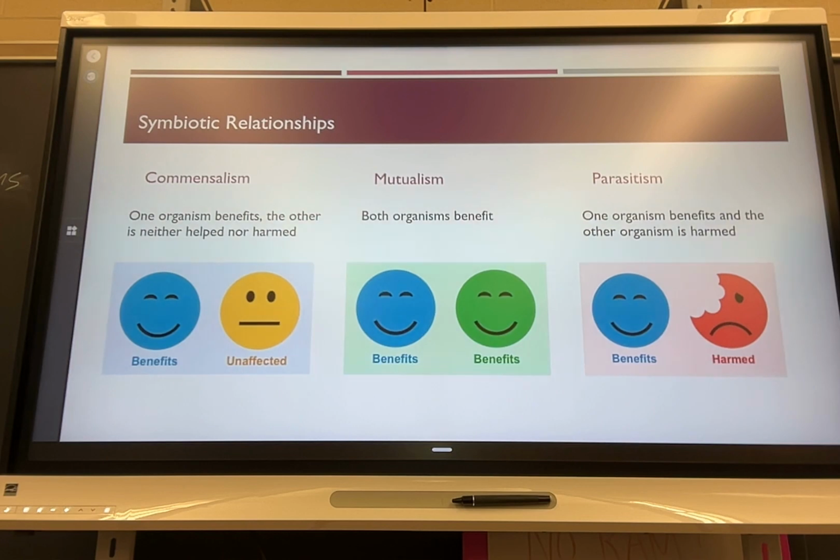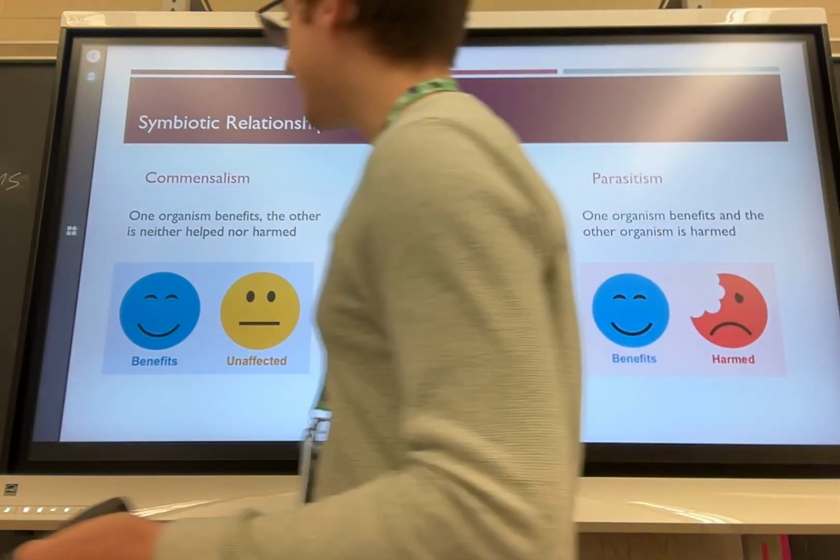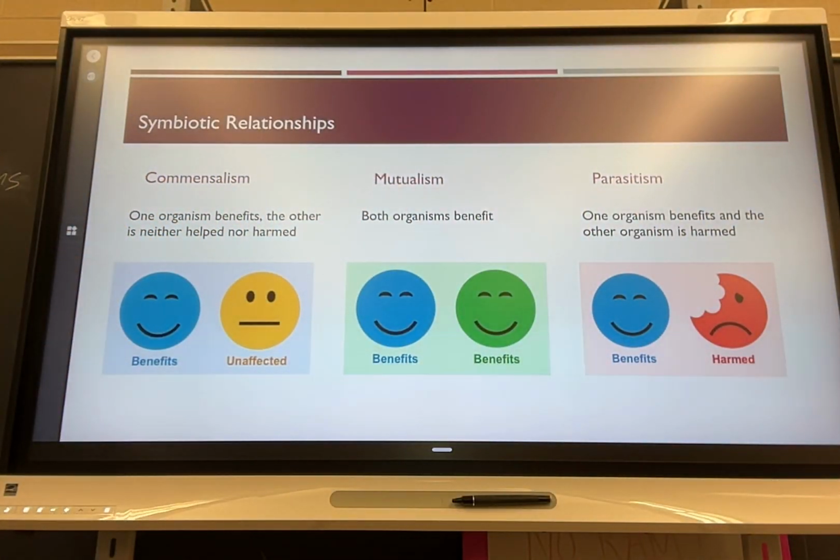There are other interactions, and we consider these to be symbiotic. Symbiotic, sometimes it will mean beneficial. So if we have a symbiotic relationship, typically two sides are going to benefit. It could, in this case, though, mean just two organisms in general. So we have three different examples. We have commensalism, mutualism, and parasitism. Commensalism is when one organism is going to benefit while the other one is completely unaffected. So I'll show examples here in a second of all three of these.